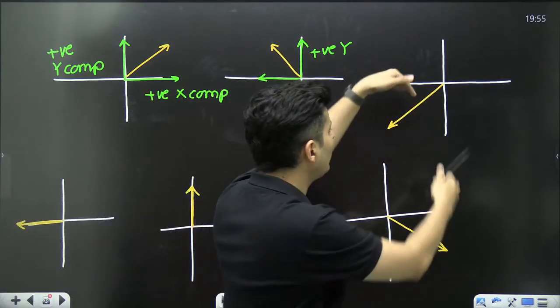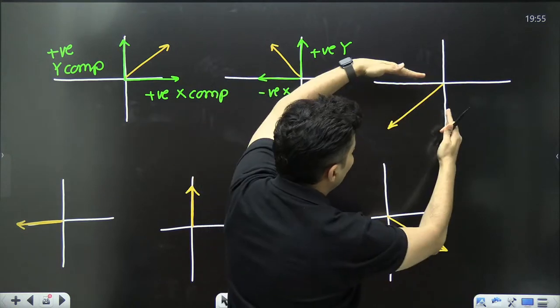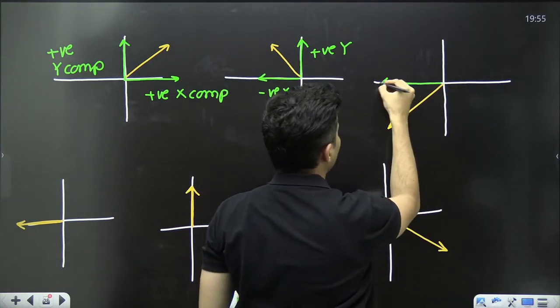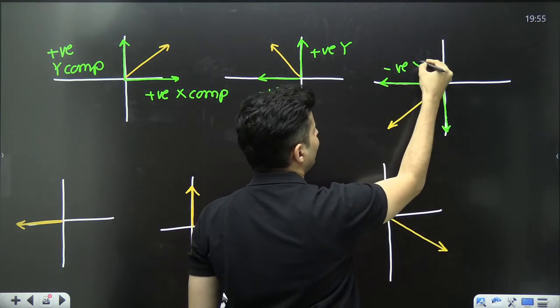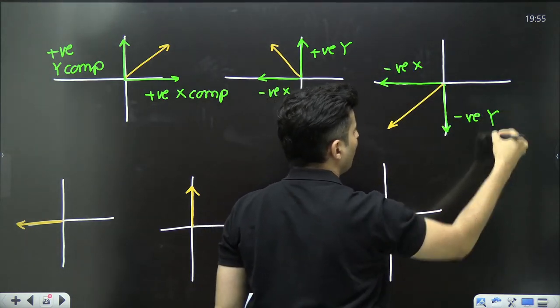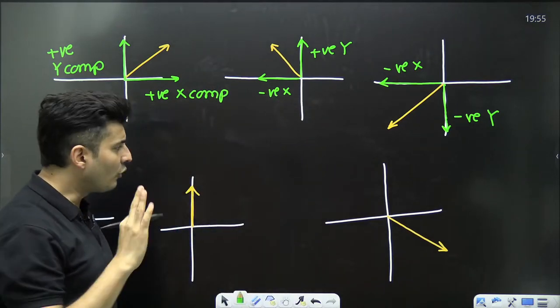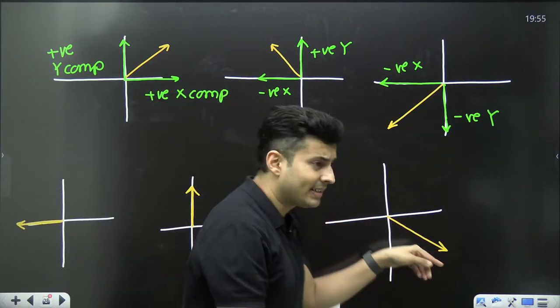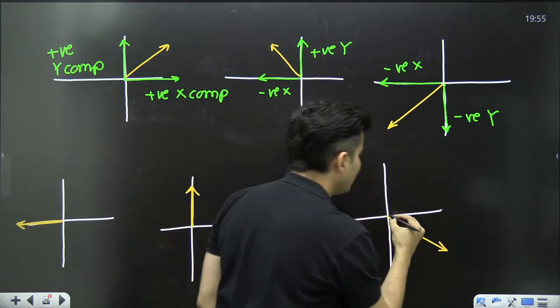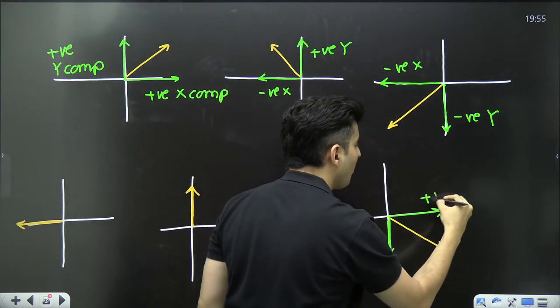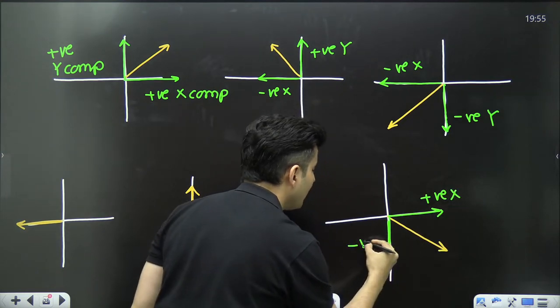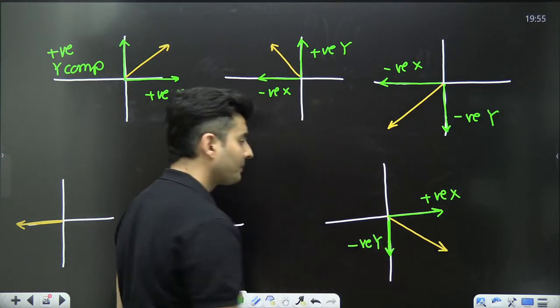In this case, how will you split it? Split it into two parts. One part is left side, one part is downwards. This is negative x, this is negative y. Everybody with me? Follow me closely. This vector, split it into two parts. See, one part is going here, one part is going here. This is positive x and this is negative y, guys.